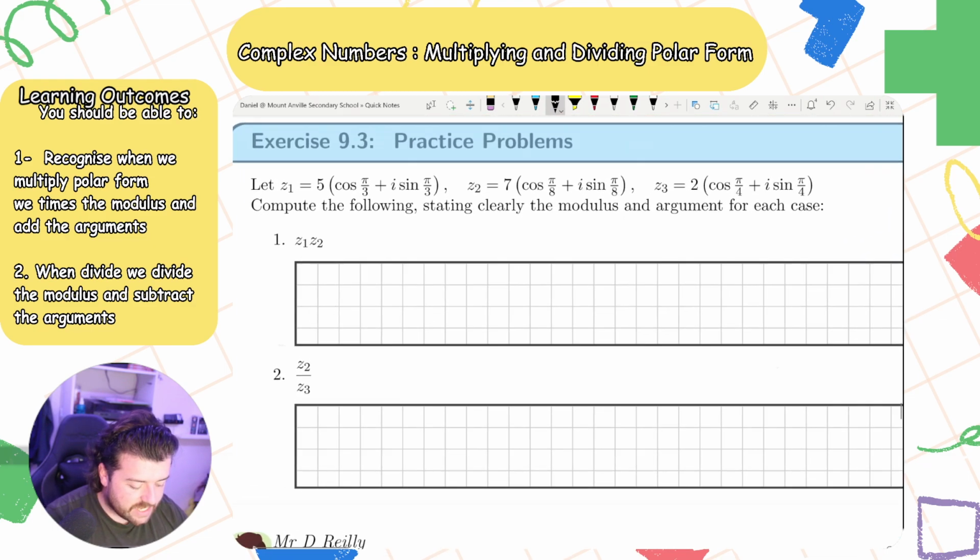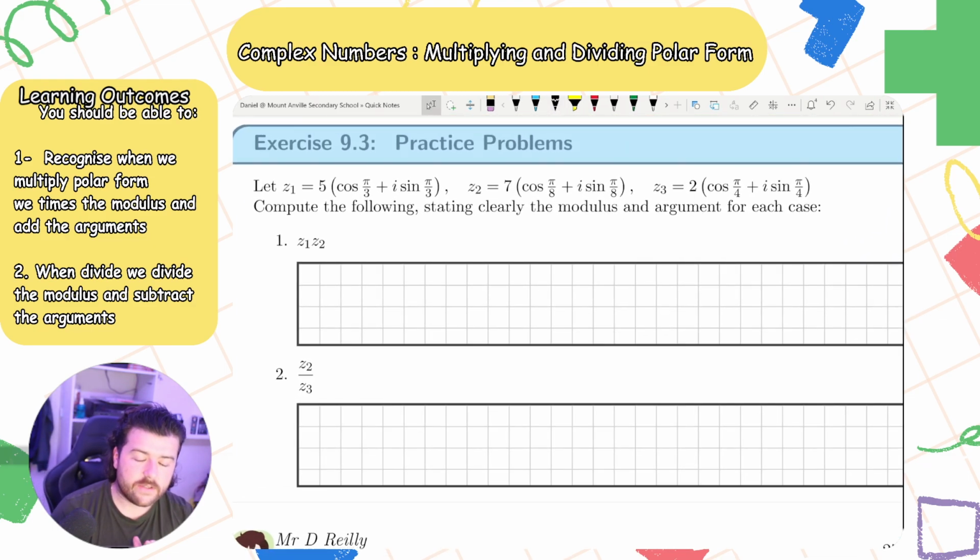So let's have a look at this one here. Z1 is equal to 5 times cosine pi over 3 plus i sine pi over 3. Z2 is equal to 7 times cosine pi over 8 plus i sine pi over 8. And Z3 is equal to 2 times cosine pi over 4 plus i sine pi over 4. Complete the following statements, clearly stating the modulus and argument for each.